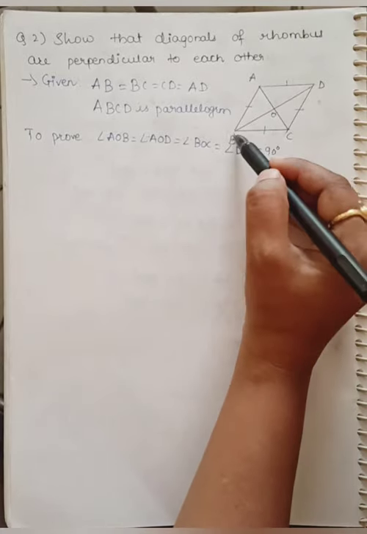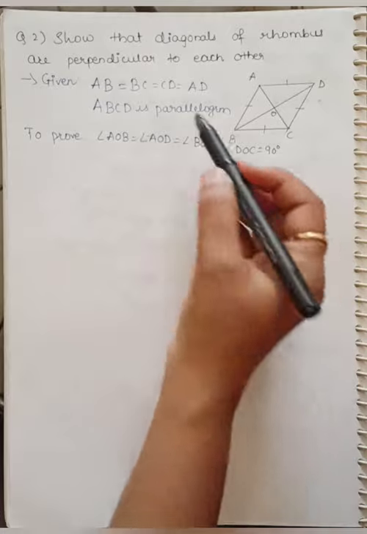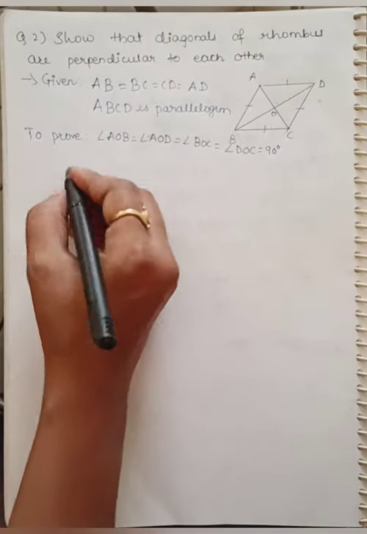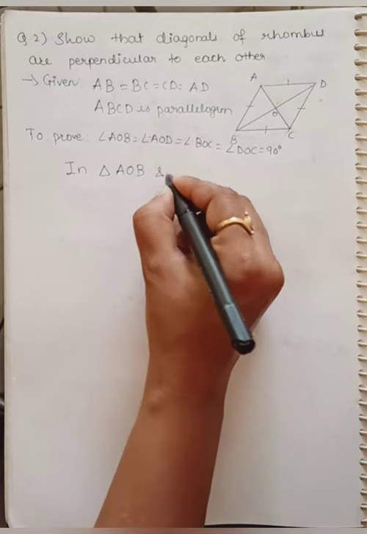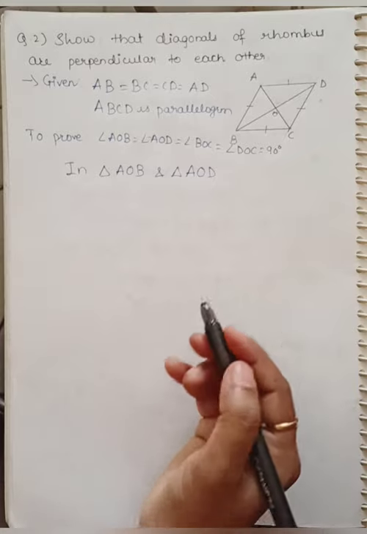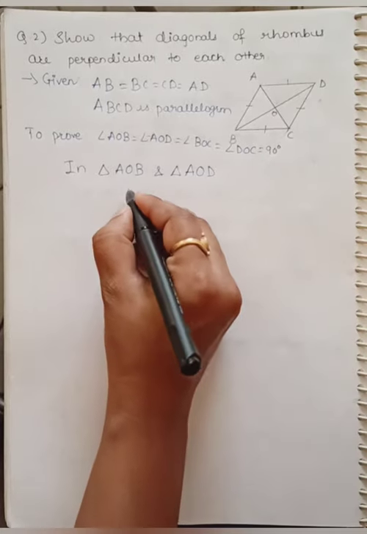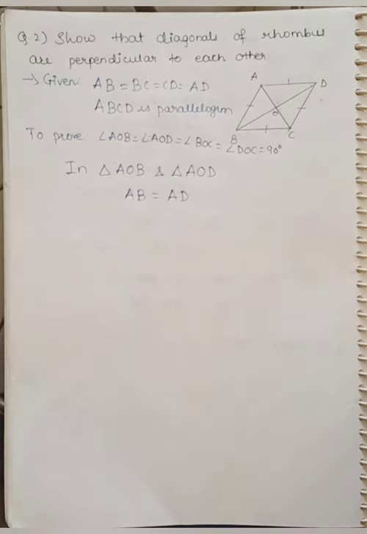So let us take these two triangles, that is triangle AOB and AOD. Say in quadrilaterals, you have to consider the triangles and show them as congruent depending upon what is asked in the question, isn't it? So now I have to show them as 90. So let us consider in triangle AOB and triangle AOD. Okay, so what is equal? Is AB equal to AD? Yes. Why? Because both are sides of rhombus, and as we know, the sides of rhombus are equal to each other.